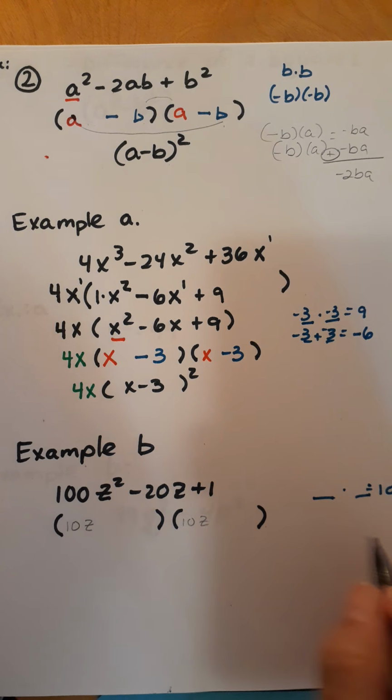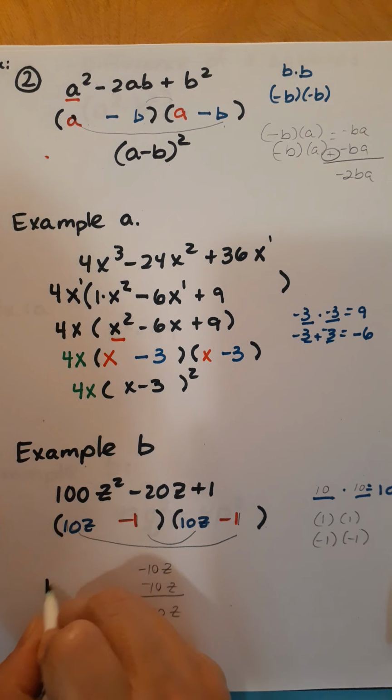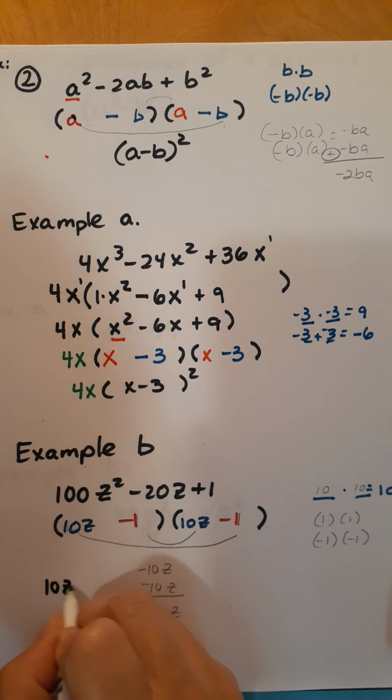Now let me check my middle term. I should get -20, right? And that's -10z, and -10z. Again, when I owe $10, I owe $10. That means I owe 20. And it's exactly what I want, -20z. So that does work out. Let's do this in color. Because it's kind of the answer, -1 and -1. And it just so happens this is exactly repeated. And my final answer is 10z minus 1 squared.